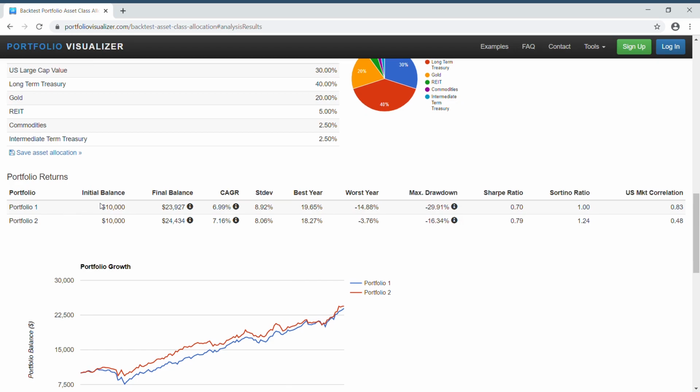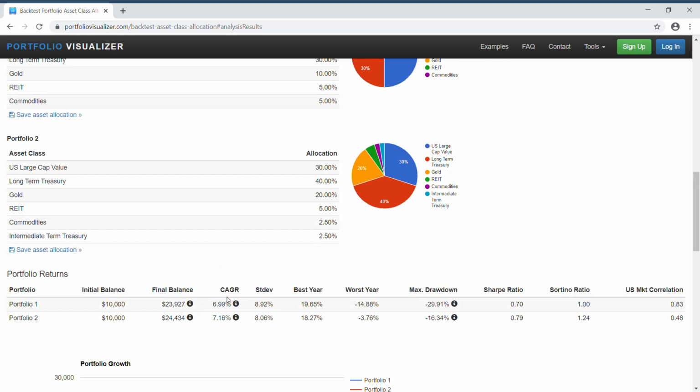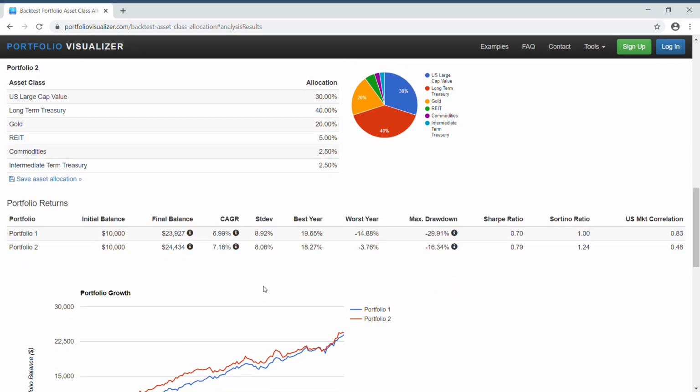So you can see portfolio one was the initial one that we did, okay? And you can see its worst year was minus 14%, and you can see portfolio two, we started the same amount, had a slightly higher balance, but its downside is only negative 3%, 3.76% the whole time. So that's pretty good. And then you can see here, so this is inflation adjusted 5%, but the CAGR is basically saying how much on average it's increasing each year. So these are pretty similar.